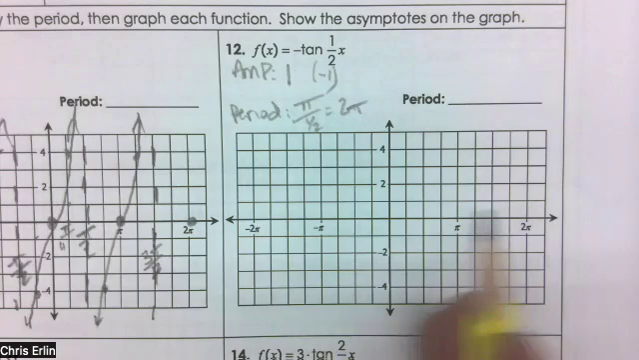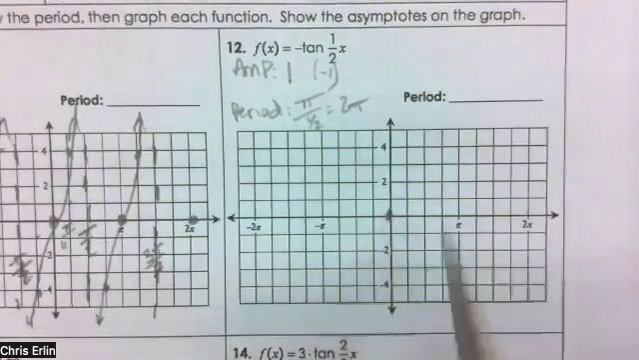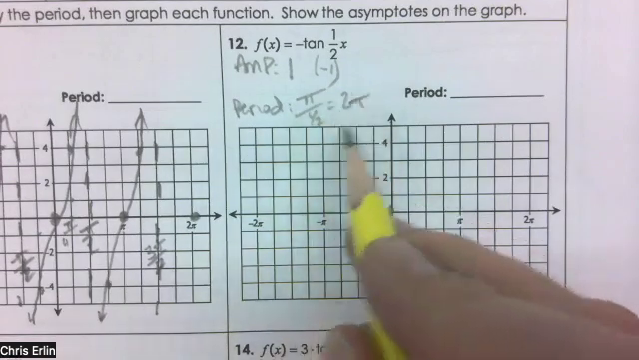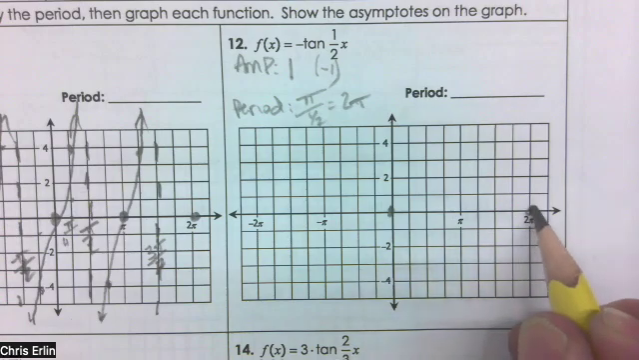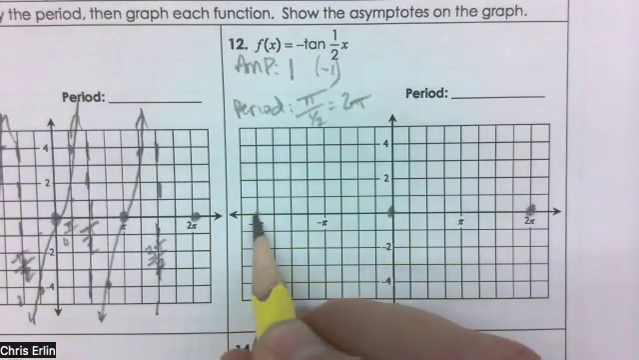It doesn't have any shift horizontally or vertically. So we start at 0, 0. Just put it right here. And then since the period is 2 pi, we know that if I move forward 2 pi, I start over again. I'm back at 0, 0. If I move over here, I'm back at 0, 0.